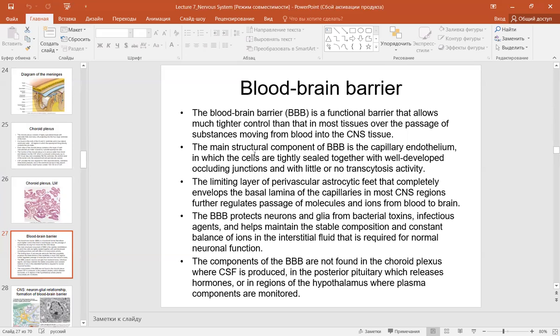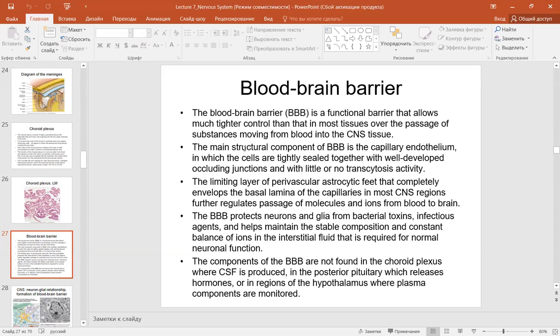The limiting layer of perivascular astrocytic feet that completely envelopes the basal lamina of the capillaries in most central nervous system regions further regulates passage of molecules and ions from blood to brain. The blood-brain barrier protects neurons and glia from bacterial toxins, infectious agents, and helps maintain the stable composition and constant balance of ions in the interstitial fluid that is required for normal neuronal function.